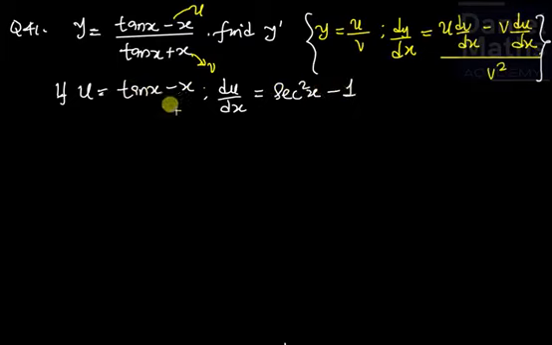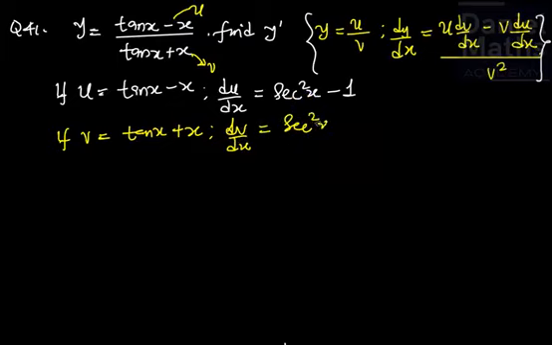And then likewise, in the same vein, if v is equal to tan x plus x, then dv over dx is equal to sec square x plus 1. Alright, so that's what we have.